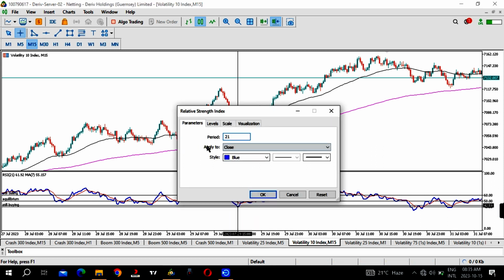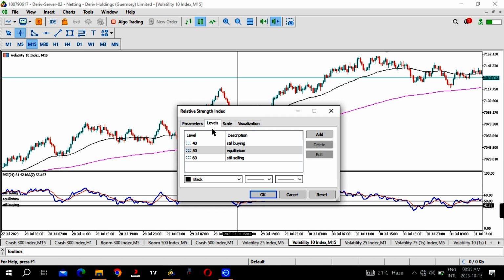So for the RSI, put the period at 21. Take note, we are not using 14 in this example. If you are used to using 14, then you can still use it. It might still work the same way, but it's bound to be different from mine. Maybe you'll be experimenting with the levels to see which levels you are going to be using. Then take note of these levels over here.